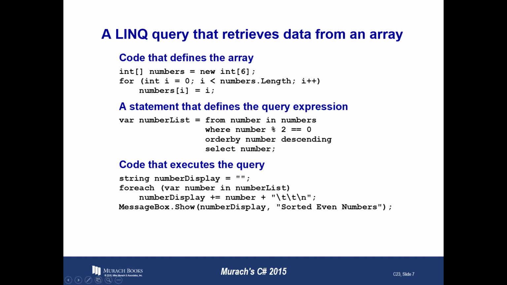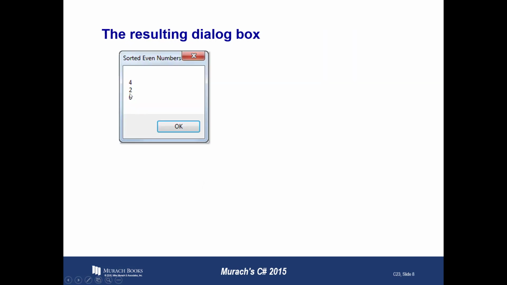Select number. So it looks like, since it's going to have 0, 1, 2, 3, 4, 5, the numbers that we're going to have are going to be 4, 2, and 0, and it would be in that order if it was descending order. So that's sorted even numbers, and there you can see it.